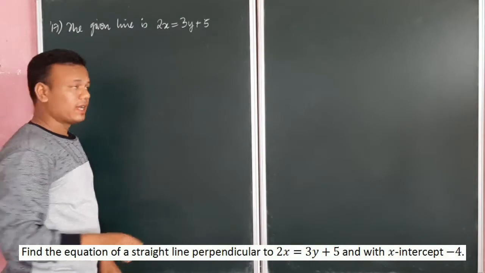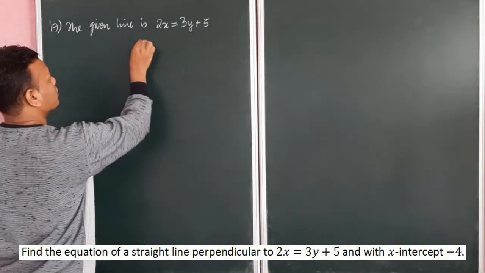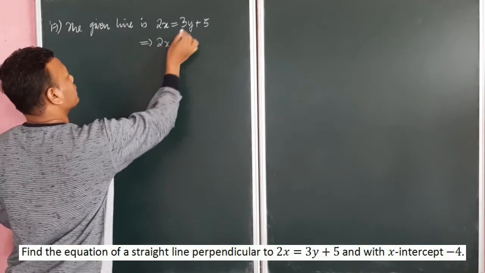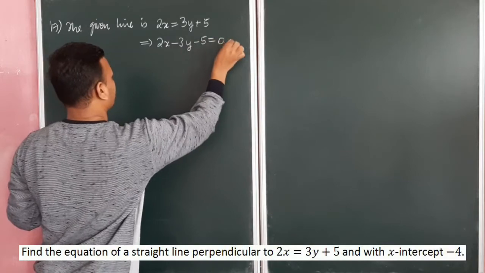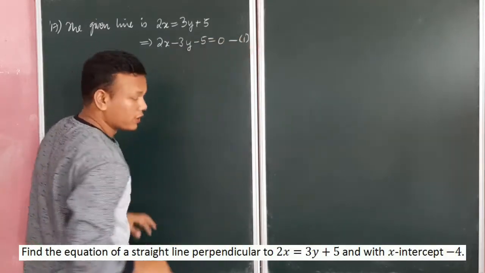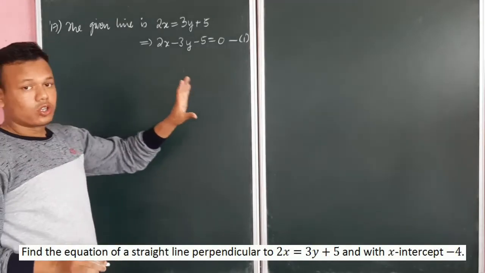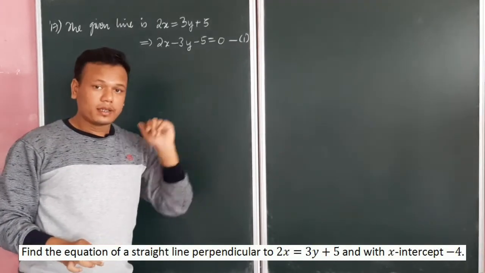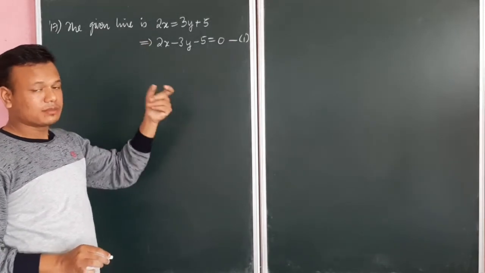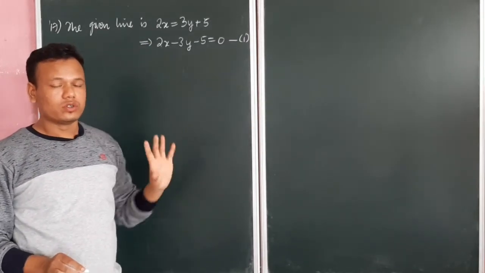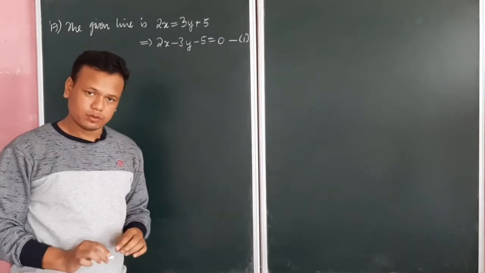Okay, so this is the given line, and let us try to write it in general form. The general form is 2x, everything comes out here, so minus 3y minus 5 equals 0. Let me call this equation 1. Since they are talking about a perpendicular line, the line perpendicular to ax plus by plus c equals 0 will be of the form bx minus ay plus lambda equals 0, isn't it?